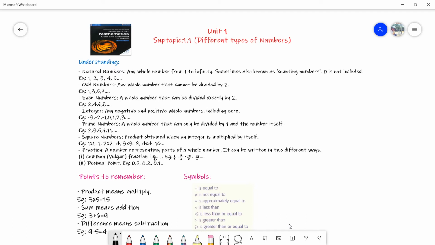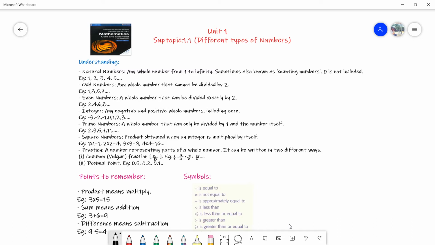Anyway, let's start with Unit 1. Just to give you an overview, it has 7 subtopics, and today we will be covering 1.1, called different types of numbers, and it has 2 exercises. Now moving on to some key points to understand.